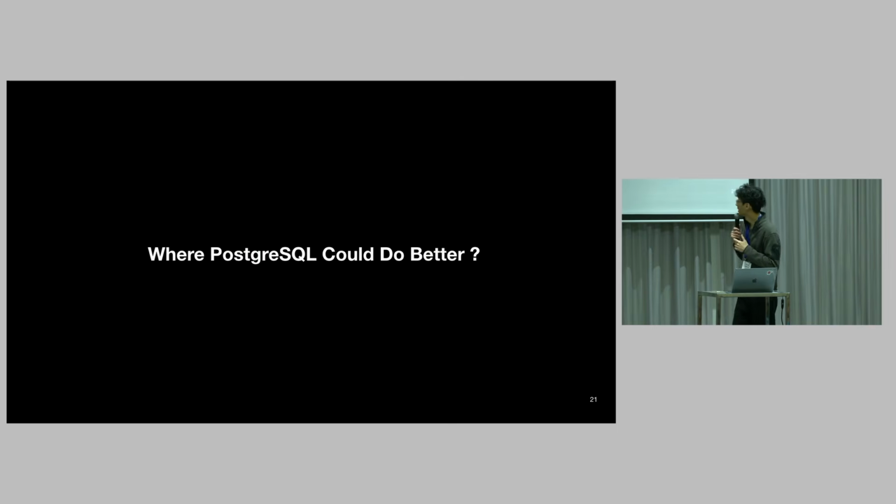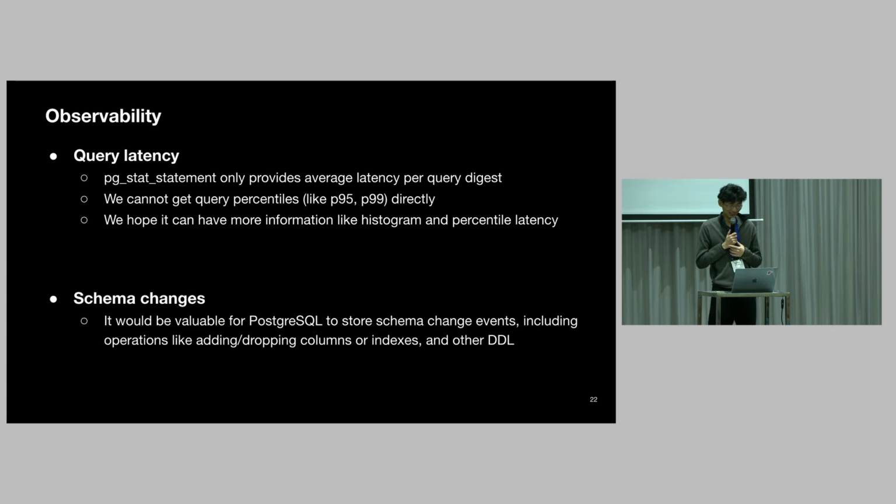Okay, so in the last section, I will discuss where Postgres could do better, some feature requests for the community. The first thing is observability. We find it's really hard to get P95 or P99 latency from Postgres. You do have such stats at the API level, but for Postgres, we don't have them. It's not easy to get those percentile latencies.